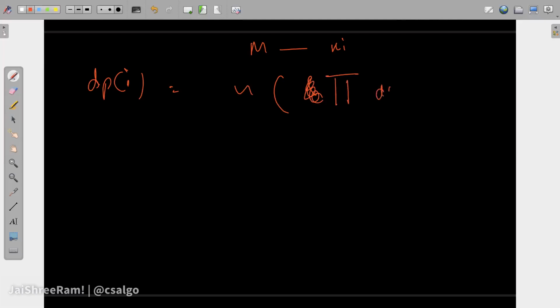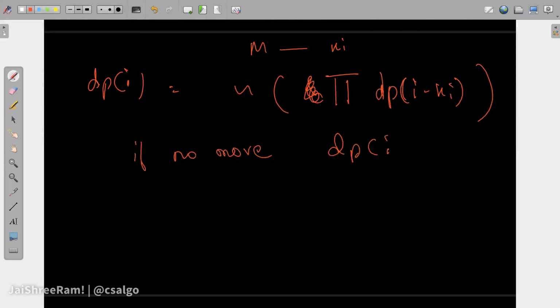Product of dp of I minus k of I, if it's valid. Only if that move is valid do we do this. And if there is no move, then by trivial laws dp of I is 0, because it's losing. So by default dp of 0 is 0, and the rest you can calculate using this rule, and from that you can get the answer.